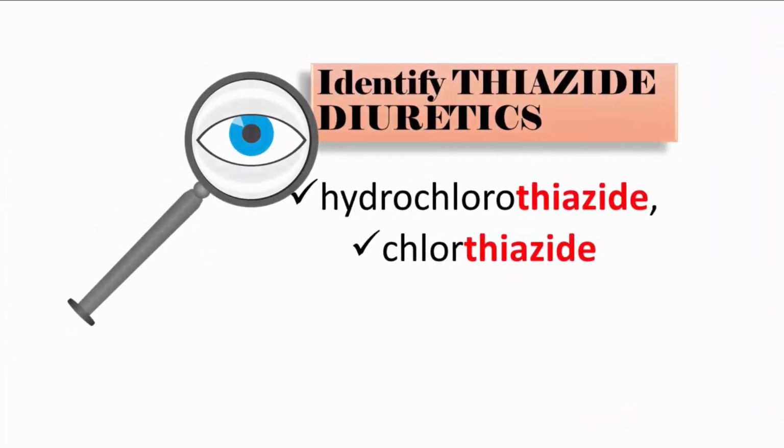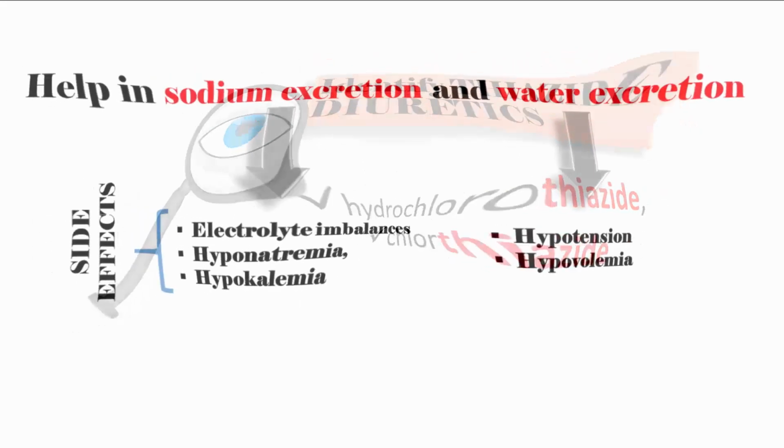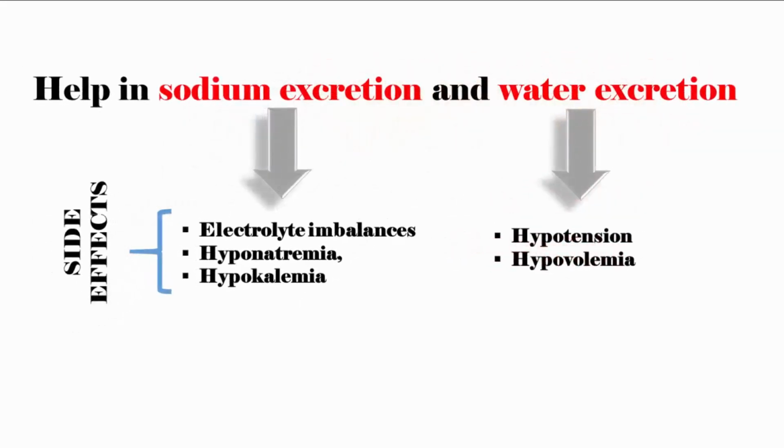After this, let's walk through another class of diuretics called thiazide diuretics. Like the name, drugs of this class of diuretics usually end with thiazide. Examples are hydrochlorothiazide, chlorothiazide, etc. They help in increasing the sodium and water excretion. As they excrete electrolytes, they may cause hyponatremia, hypokalemia, and, as water is also thrown out, may cause hypotension due to hypovolemia and electrolyte imbalance.